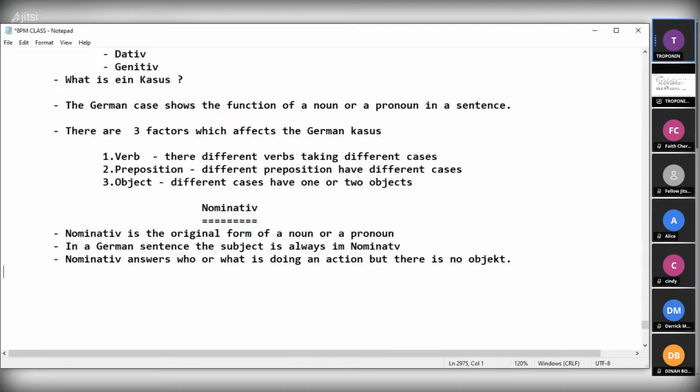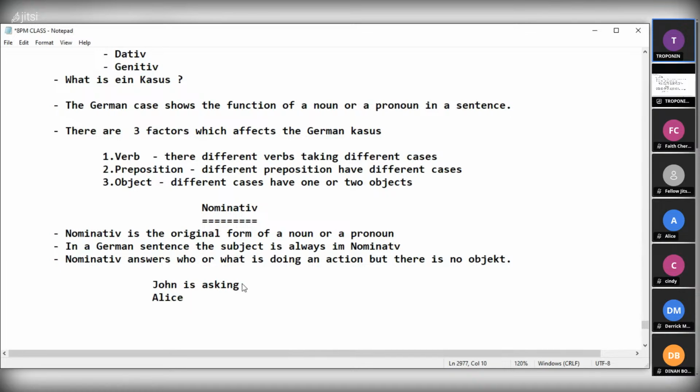So like an example in English, John is asking. So John here is the nominative. So what is John asking? Is he asking a question, money, or what? We don't know. If I leave it blank like this, you don't know what he's asking. So Alice is Alicia. Okay.